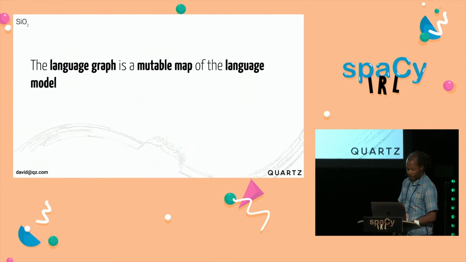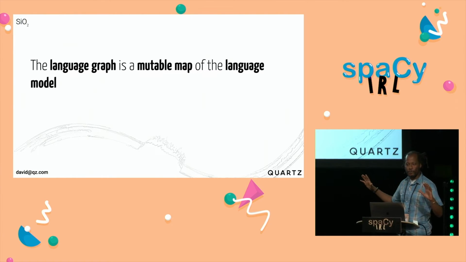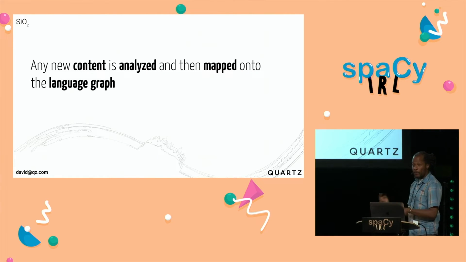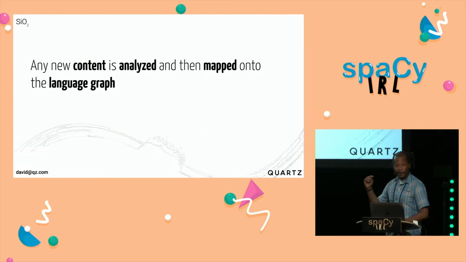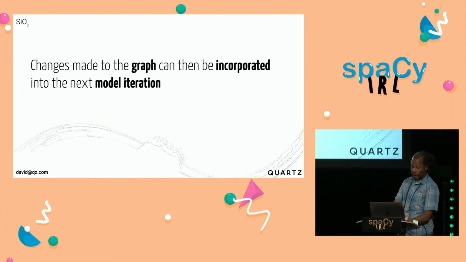So the language graph is also a mutable map of the language model. So we take the whole corpus, do the spaCy analysis for the whole corpus, and it becomes this huge graph of all the language relationships. Now, any new content that's analyzed is then pushed also to the language graph. So if our journalists are working on an article, they publish that article, the first thing that happens is that article gets analyzed and then added to the language graph. And then changes from within that graph can be incorporated into the next iteration of the model.